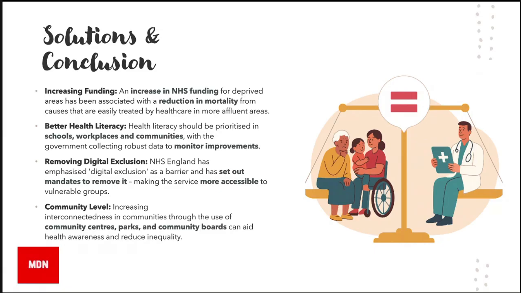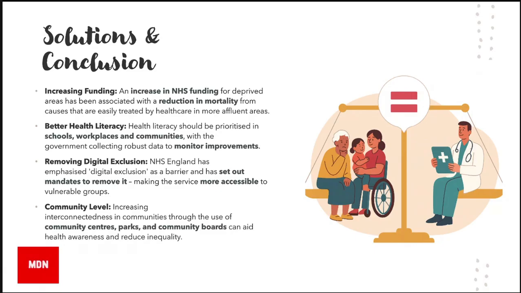And finally, community level solutions. This one's more about connecting people. When communities are more engaged, like through local centers, parks, community boards, health awareness will naturally spread. And it also helps reduce isolation, which is a big factor, especially in the elderly, linked to poorer health outcomes.